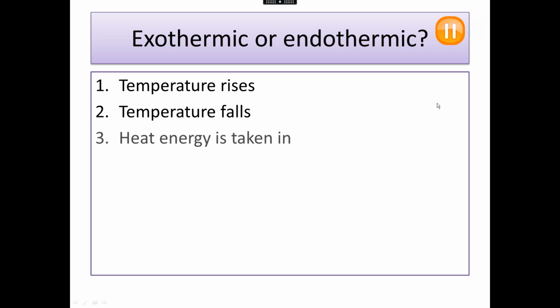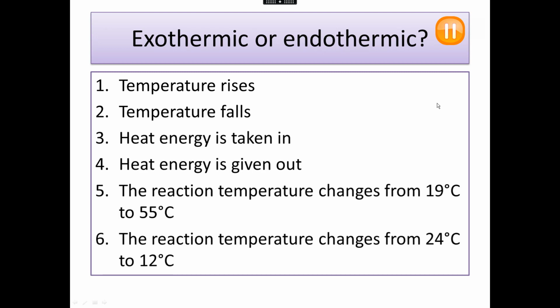So I'll put them all on the screen, and for each one, you don't have to write it down, just think in your mind, is it exothermic or endothermic? Pause the video and decide your answers.